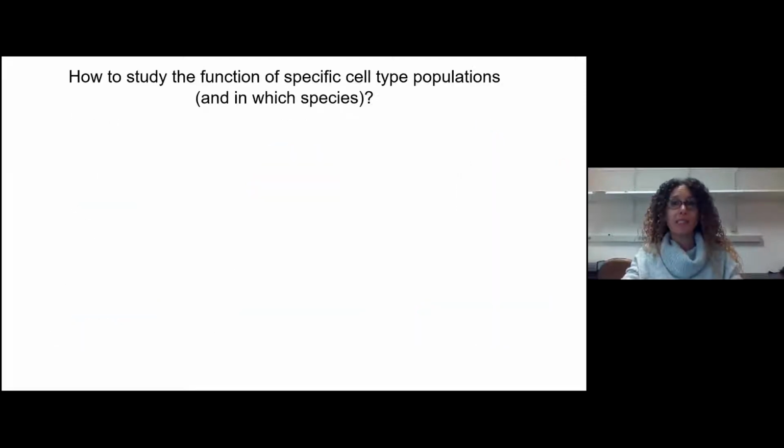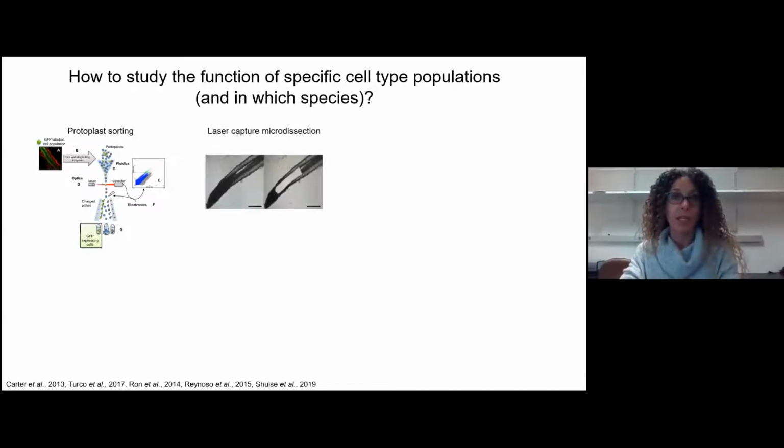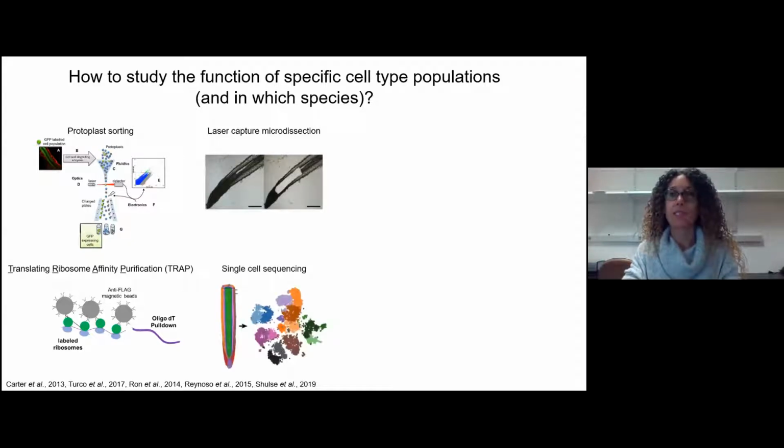But how do we study the developmental programs that underlie cell type or tissue-specific functions and characteristics? In order to do that, we need to be able to detect gene expression at cell type resolution. In the past few years, several methods were developed to address this challenge, including protoplast sorting of GFP-labeled cell populations, laser capture microdissection, tagged ribosome affinity purification of specific cell populations, aka TRAP, which I will elaborate on in the next slide, and most recently, single cell sequencing methodologies.